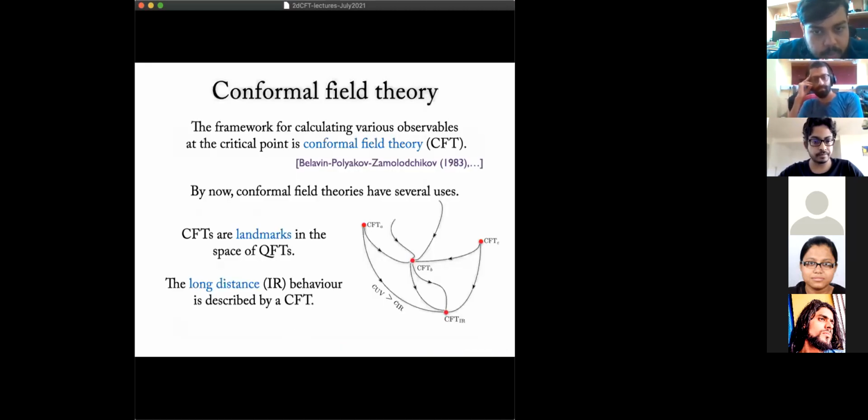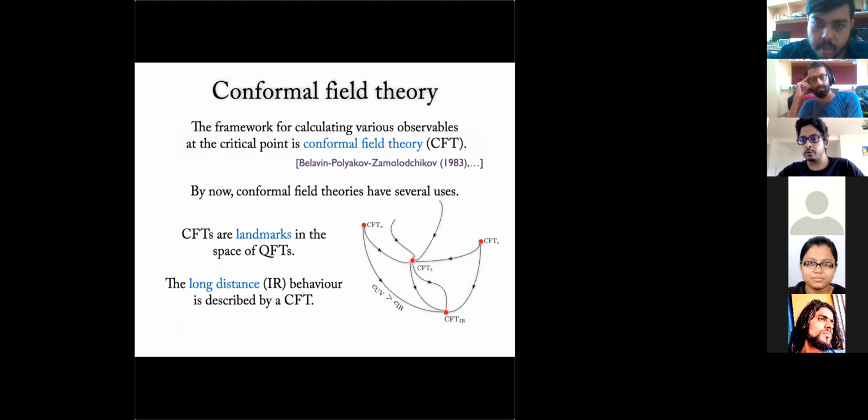Scale invariance and conformal invariance are the same in higher dimensions also, or no, it's not the same. Scale invariance does not imply conformal invariance in higher dimensions. Actually, an example in three space-time dimensions is Maxwell theory. It is scale invariant, but it's not conformal.